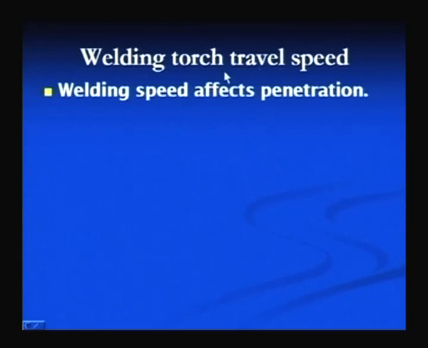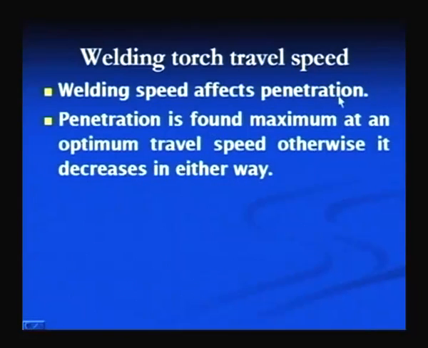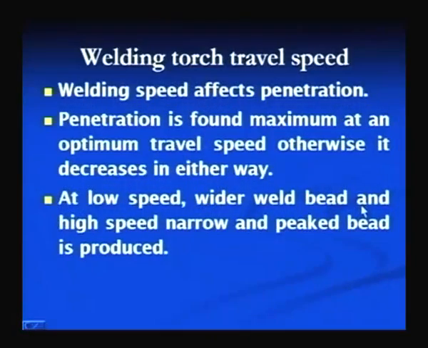And the welding torch speed, or travel speed, is another important aspect that affects the weld bead cross section and weld bead geometry. Here travel speed affects the penetration, particularly penetration is found to be maximum at the optimum level, otherwise it decreases in both the cases. The travel speed higher than the optimum level or lower than the optimum level leads to reduced penetration, and at low speed a wider weld bead cross section, and at a high speed a narrow and peaked bead is produced.